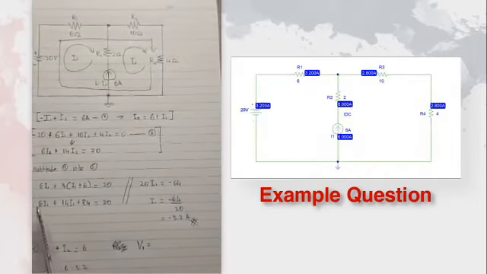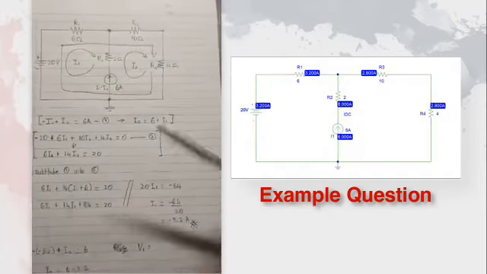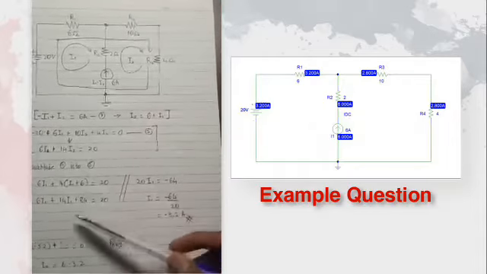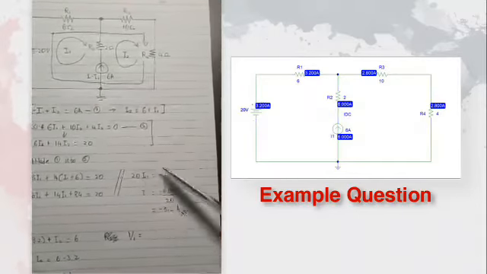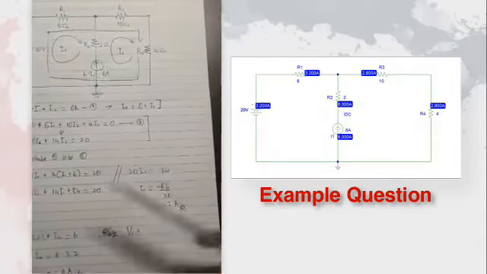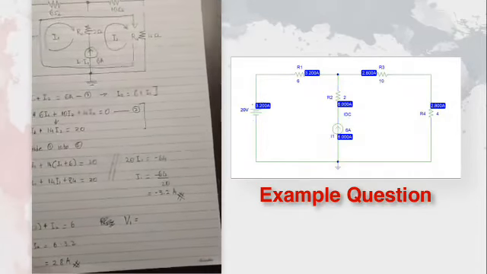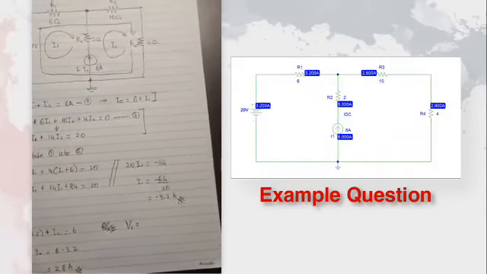Secondly, bring the 84 over here, it becomes negative 64, and then bring the 20 over here. So I1 equals negative 3.2 ampere.